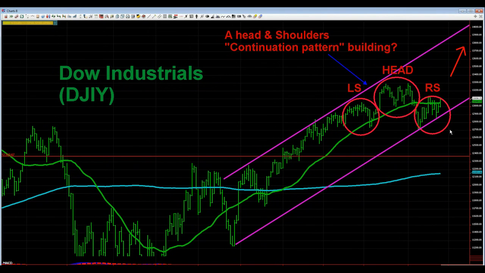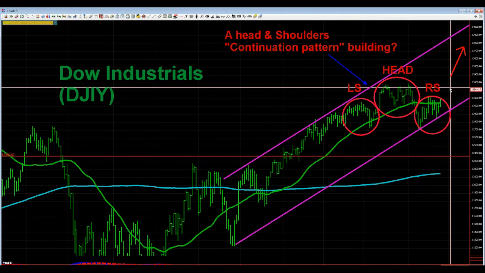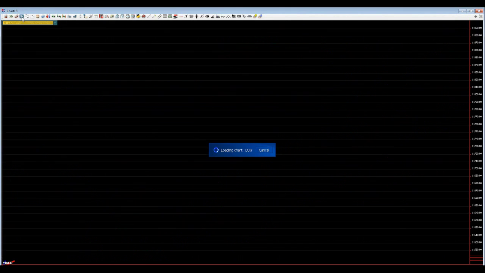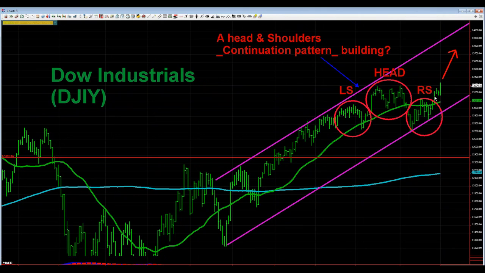Let me add the days in on this chart now that have happened since I showed this chart to you a few days back. There it is, traders. We have broken out of the right shoulder and are moving higher. So this is a continuation pattern, head and shoulders. And OMNI will be buying the dips for trading on Wednesday, May 5th, 2012.